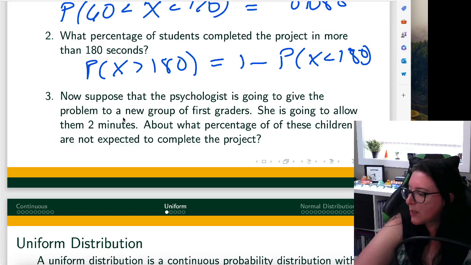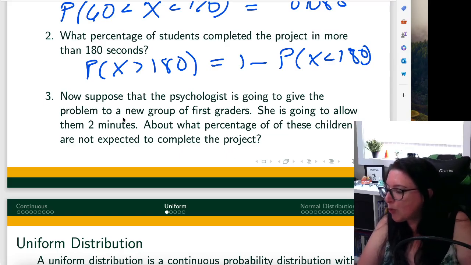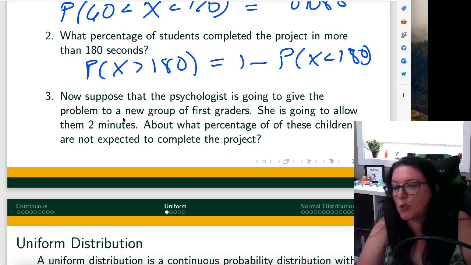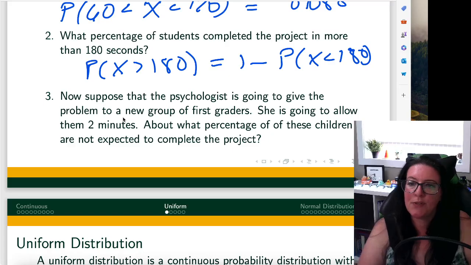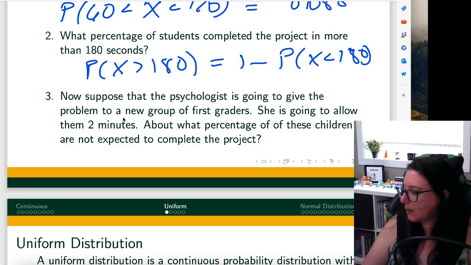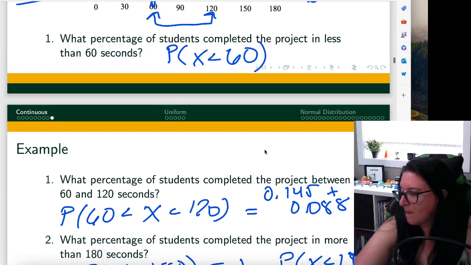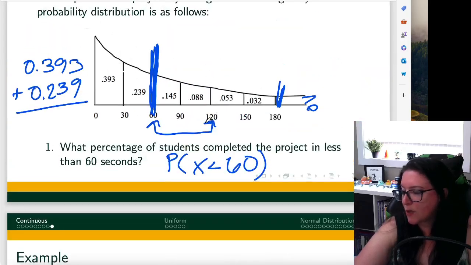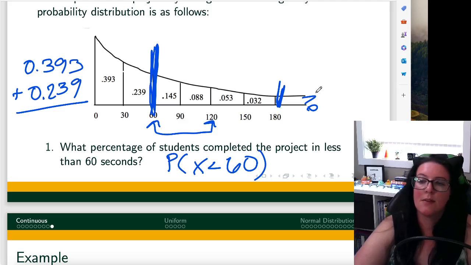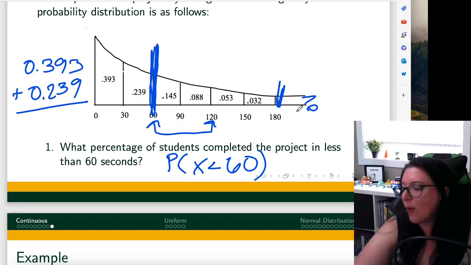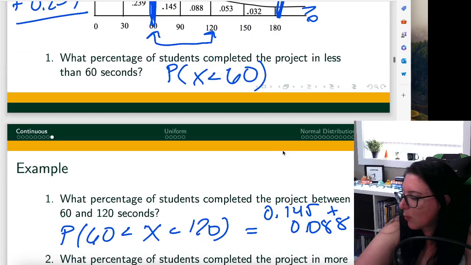Now suppose the psychologist is going to give the problem to a new group of first graders. She's going to allow them 2 minutes. About what percentage of these children are not expected to complete the project? So how many are going to take more than 2 minutes? What is the probability that it takes more than 120 seconds? We look here at 120, everything to the right, including that unknown. We would need to know that information to know the probability that they are going to take more than 2 minutes.